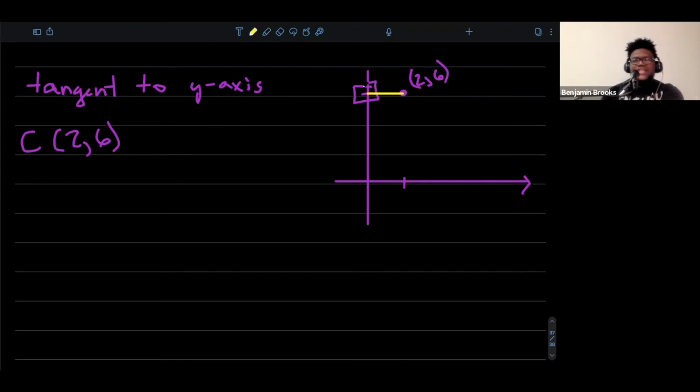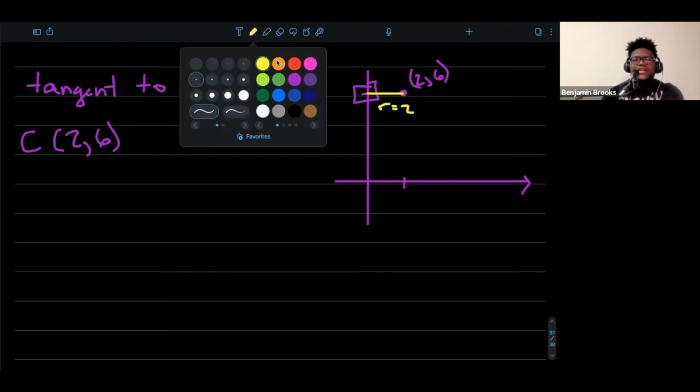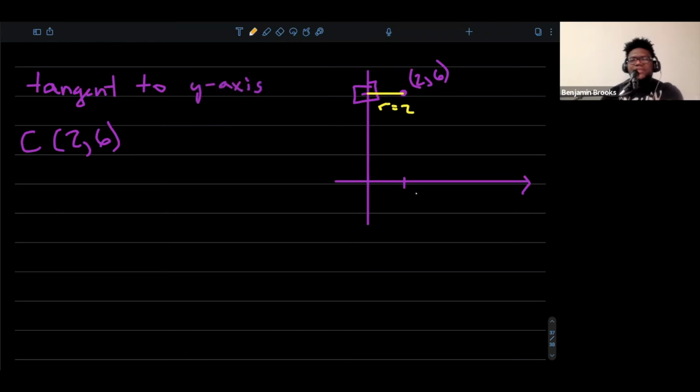So if I'm tangent to the y-axis, that means I only touch the y-axis at one point. Therefore, r has to be 2. Why? Because it has to be the exact same distance between this point and that y-axis. If I said it was tangent to the x-axis, then I would be looking at this orange line instead. So this would be tangent to the x-axis, versus tangent to the y-axis. So in this case, we can say that r is equal to 2. And then we can go from there.